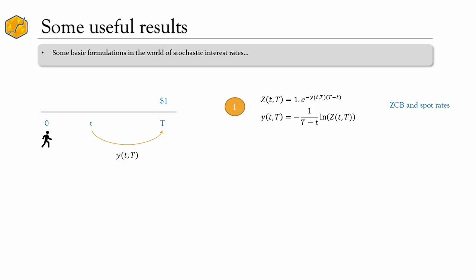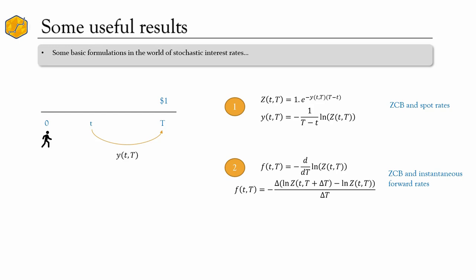Anyway, the price of a zero coupon bond at time t that pays $1 at time T is linked to the spot rate prevailing in that period. This formula must be known to you. It's pretty straightforward. So y(t,T) is the spot rate available at time t with a maturity of T minus t. The instantaneous forward rate is linked to the zero coupon bond price. The instantaneous forward rate at time t is given by the negative derivative of the log of the bond price with respect to the capital T.